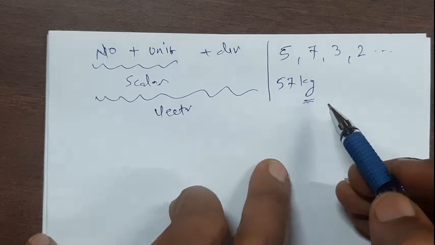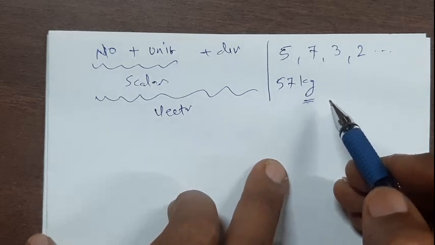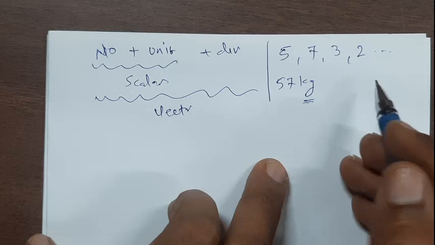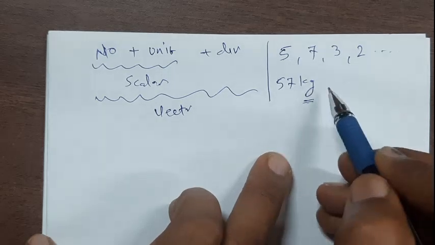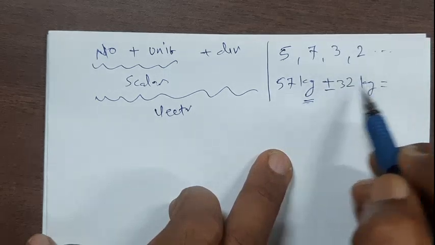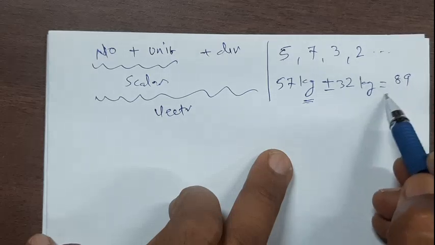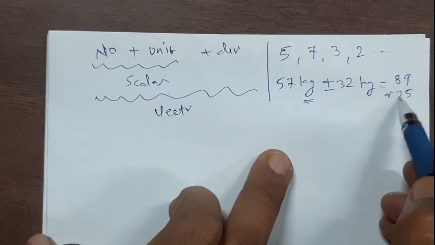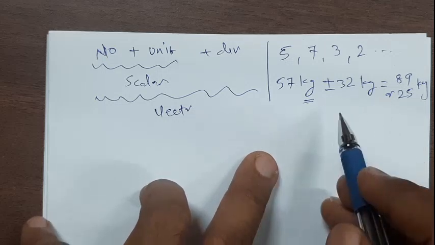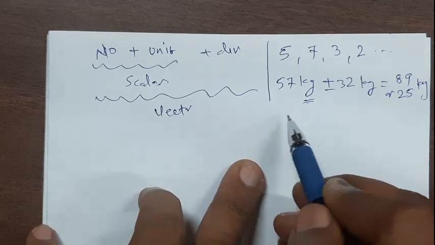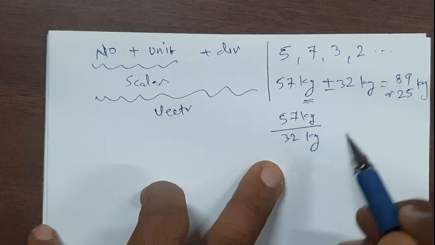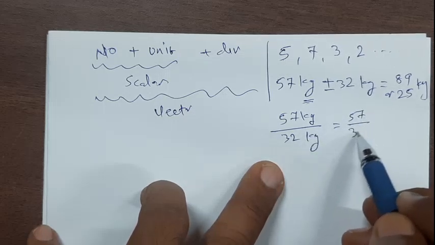Last session also we have observed that 5 bananas plus 3 mangoes, I cannot add them together. It remains 5 bananas and 3 mangoes. But here suppose it is 57 kg plus or minus 32 kg, then it is meaningful. I can say that it is 89, or if I subtract, then it will be 25. The unit remains constant, it is kg. If I think about the division, then it is also fine. It is 57 kg divided by 32 kg, and that will be just the ratio of 57 divided by 32.